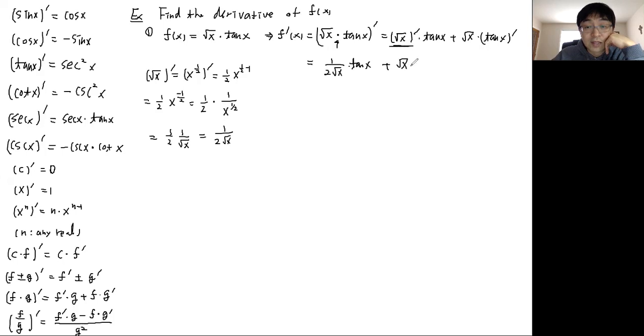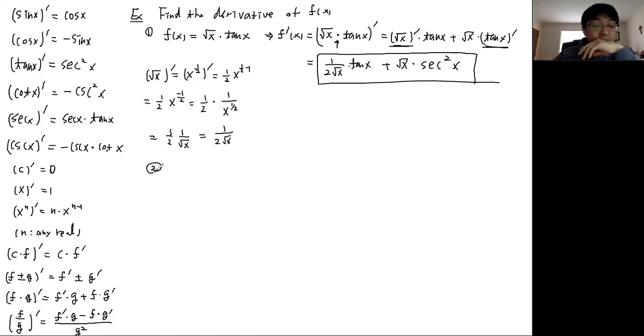plus root x times tan x prime. We use the formula: tangent of x prime is secant squared. So we have secant squared of x. That's it, this is the final answer.